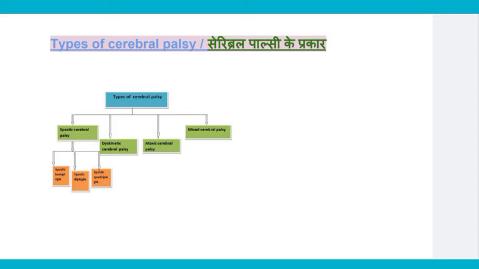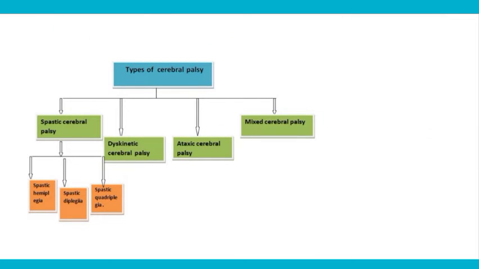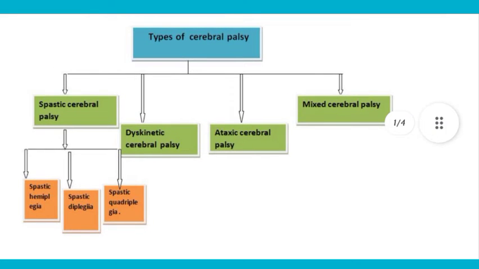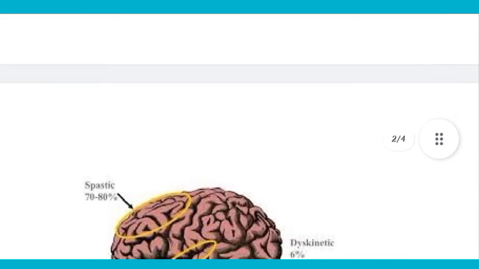Okay, now let's see types of cerebral palsy. Here you can see types of cerebral palsy. So there are basically four types of cerebral palsy: spastic cerebral palsy, dyskinetic cerebral palsy, ataxic cerebral palsy, and mixed cerebral palsy. Now, spastic cerebral palsy is also further divided into three groups: spastic hemiplegia, spastic diplegia, spastic quadriplegia. Now we will see each one of them step by step.